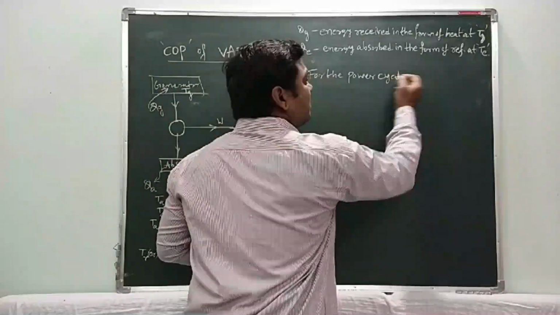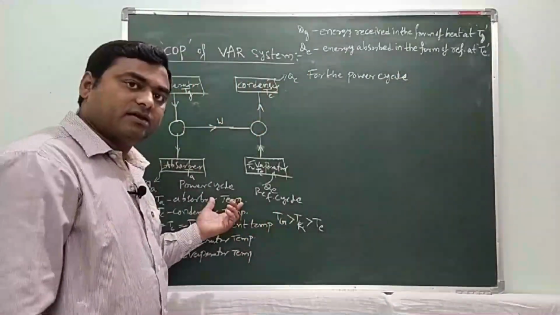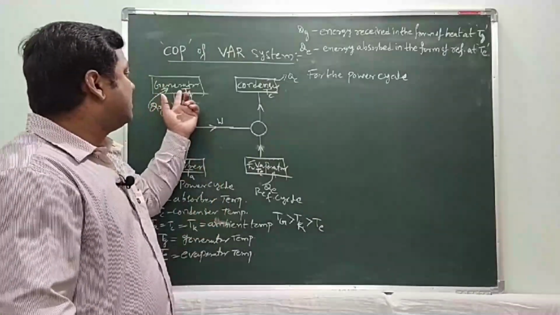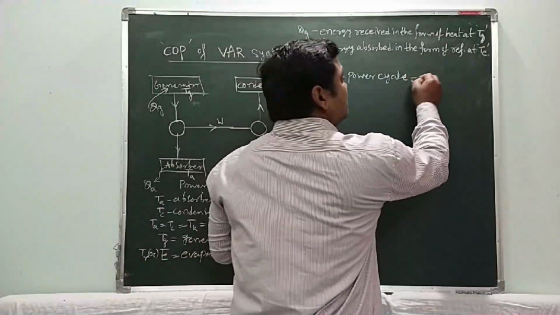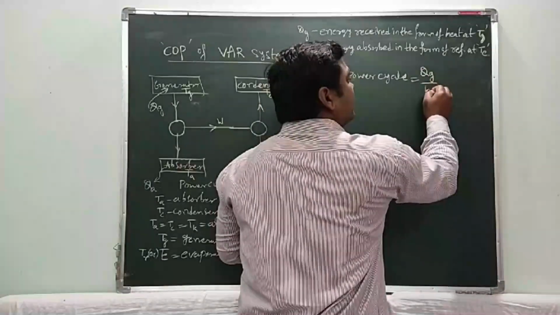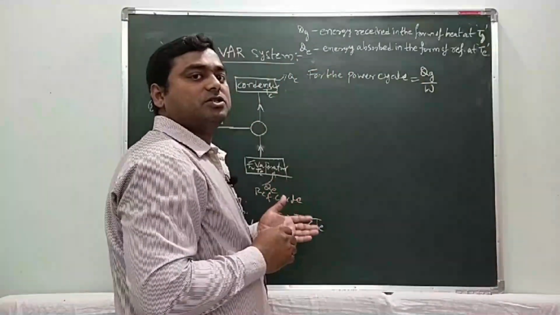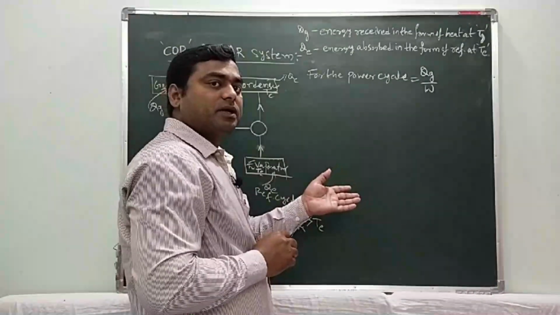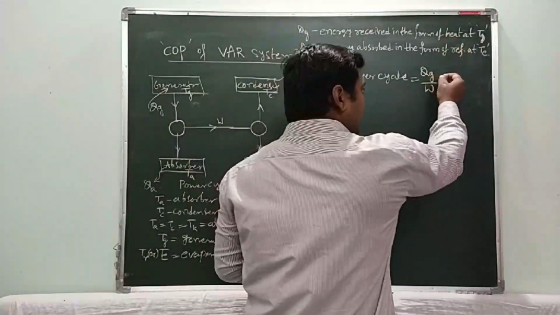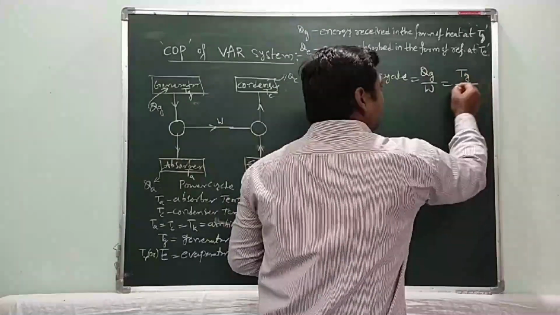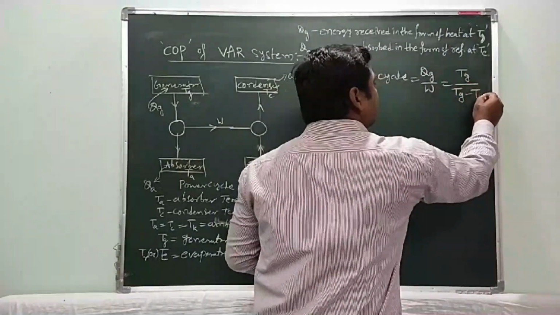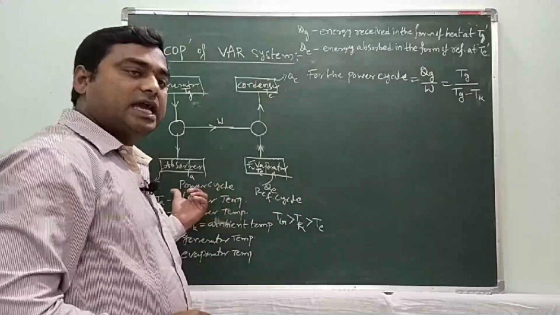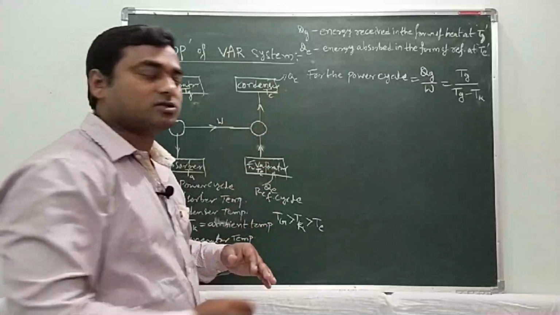For the power cycle, the amount of heat supplied in the generator is QG, divided by W, the amount of work produced by it. In terms of temperature, you can write that as TG by TG minus TK. TK means the ambient temperature. You can write TA or TK.